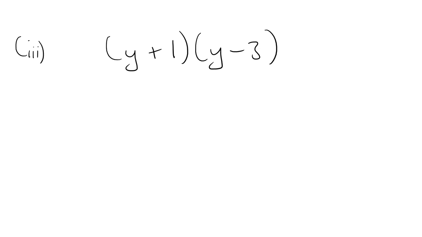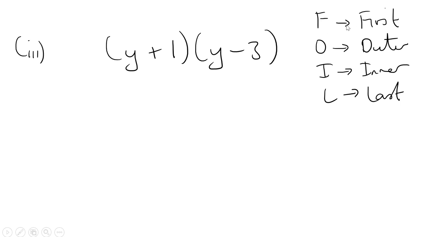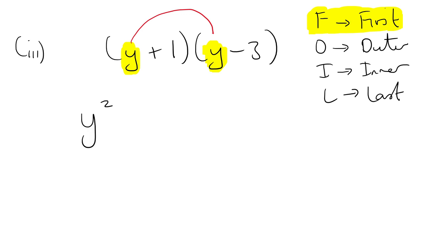So again, the FOIL method to answer this question. What we're going to do is the FOIL method, we're going to do the first. The first is the two first things in the brackets, y by y. Y by y is y squared.